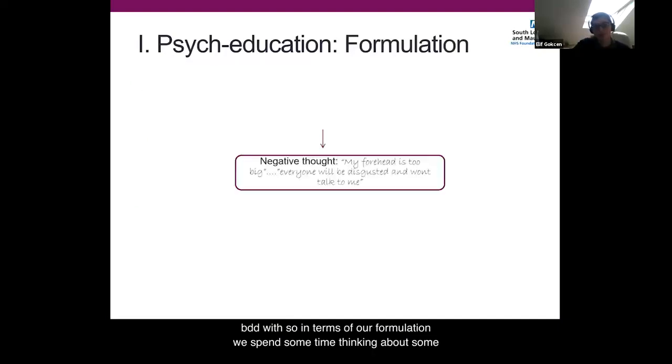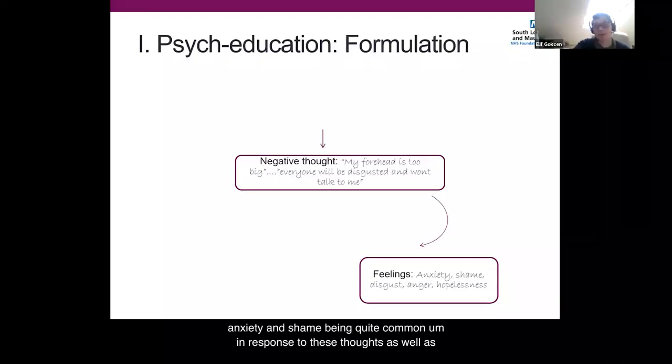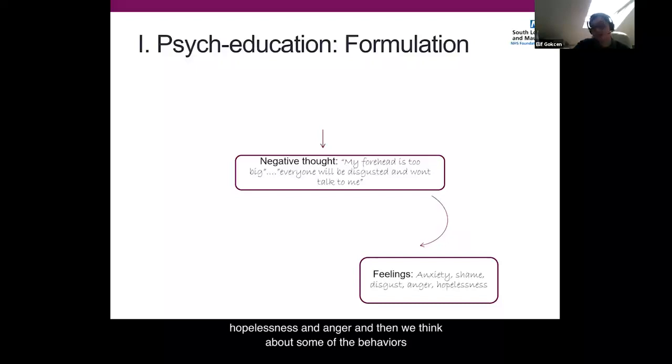So in terms of our formulation, we spend some time thinking about some of the negative thoughts that the young person might be experiencing. For example, here we hear about a young person talking about their worries around the size of their forehead being too big, and what this will mean is that others might be disgusted and won't want to talk to them. And we think about the emotions that the young person is experiencing, and often we can hear about anxiety and shame being quite common in response to these thoughts, as well as hopelessness and anger.